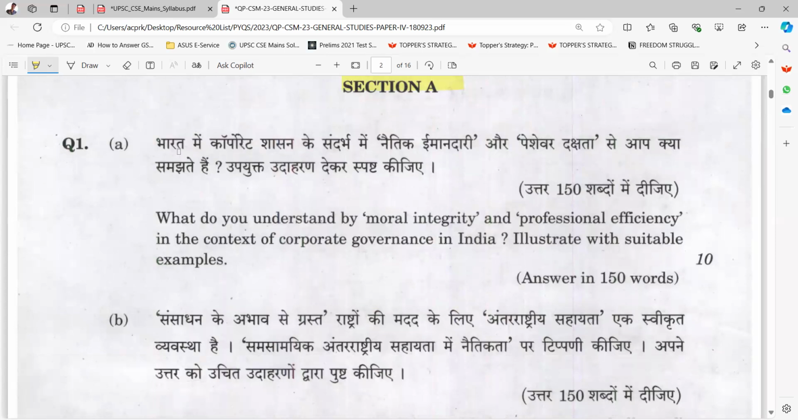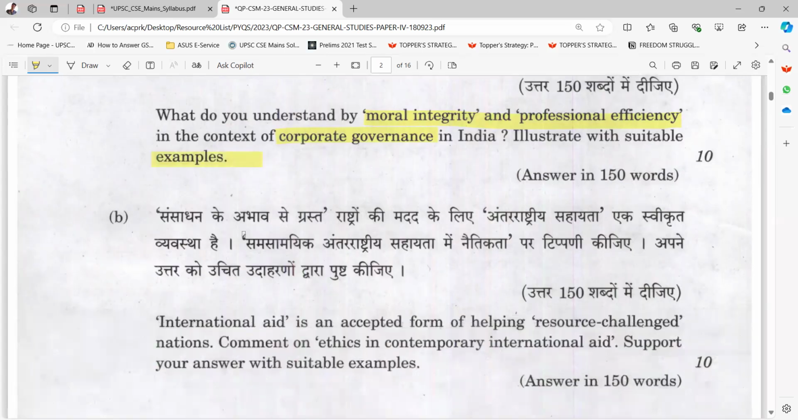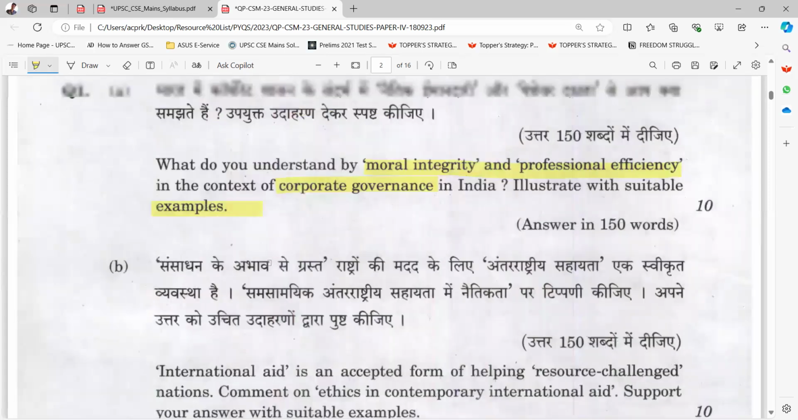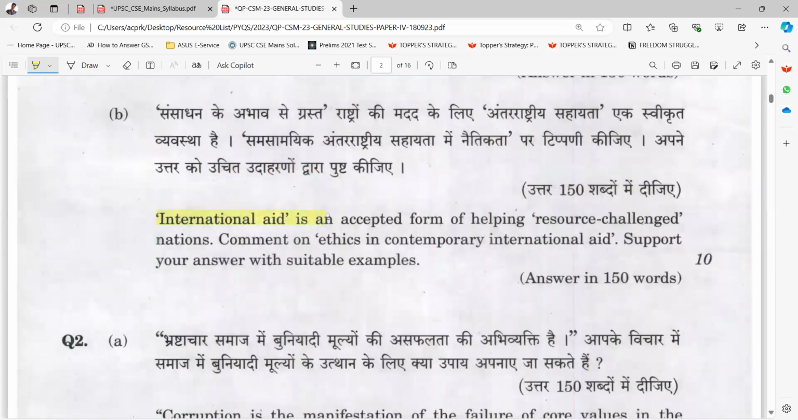Question 1A. What do you understand by moral integrity and professional efficiency in the context of corporate governance in India? Illustrate with suitable examples. Answer in 150 words. 1B. International aid is an accepted form of helping resource-challenged nations. Comment on ethics in contemporary international aid. Support your answer with suitable examples.